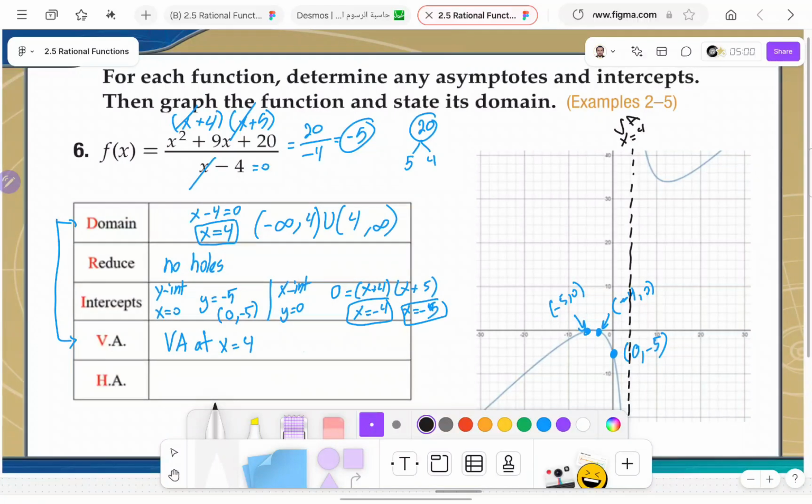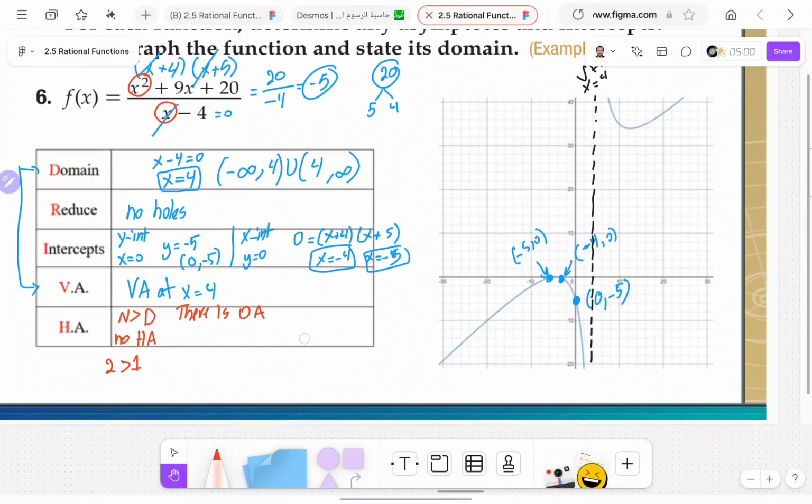Okay, now how about the horizontal asymptote? For the horizontal asymptote, we look at the degree. As you can see, the numerator has x to the power of 2, and the denominator has x. We can say that the numerator's degree is greater than the denominator's, so there is no horizontal asymptote. But is the difference 2 minus 1, which is 1? Yes. So we can say there is an oblique asymptote.